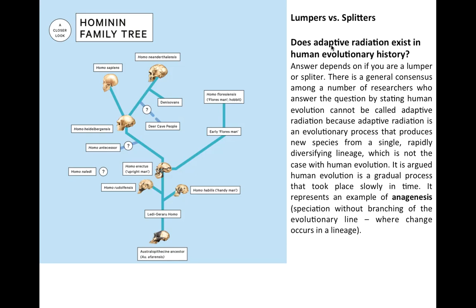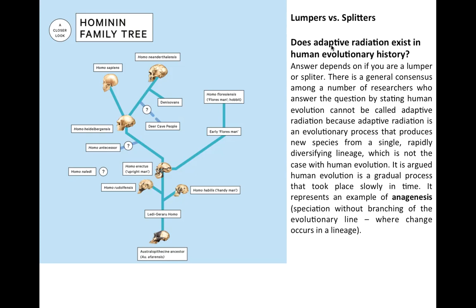A key issue that is often discussed with regard to our evolutionary history is whether or not adaptive radiation played a role in our evolution. It has been commonly believed that our evolutionary history is not one that demonstrates a rapidly diversifying lineage. Therefore, adaptive radiation appears to not have had a significant role in our evolutionary development.